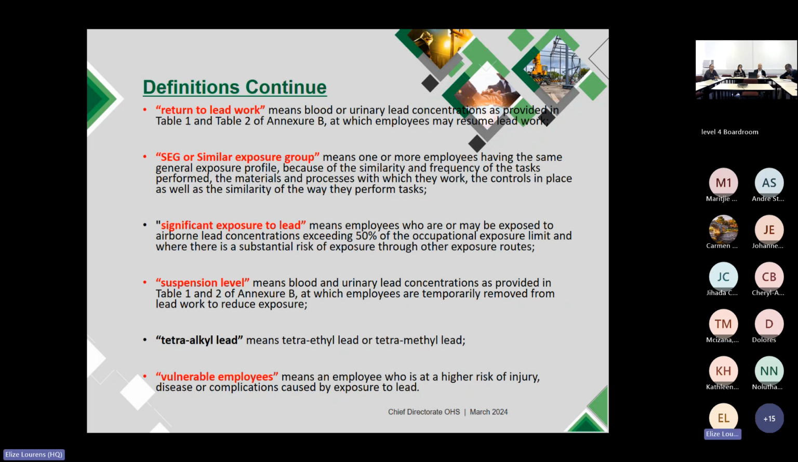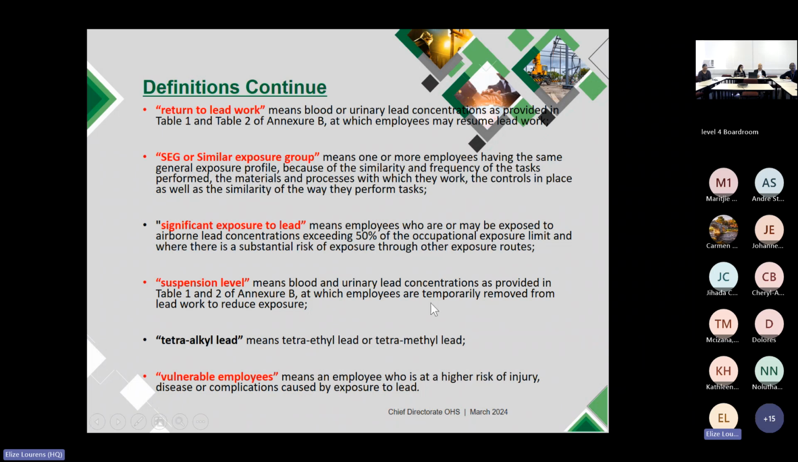Moving on to the next one, suspension level means blood and urinary lead concentrations as provided for in Annex B, at which employees are temporarily removed from lead work to reduce exposure. As I said, the practice is still the same as we have under the current regulations. There's just a little bit of a shift in the information provided in the annexes.